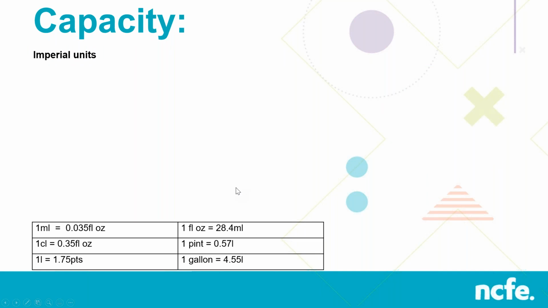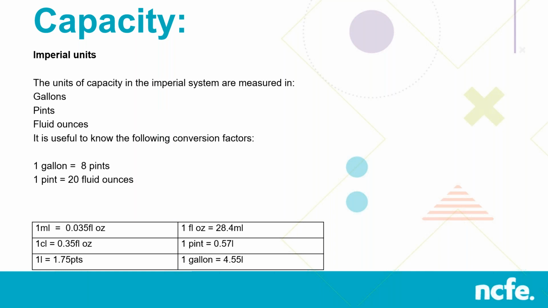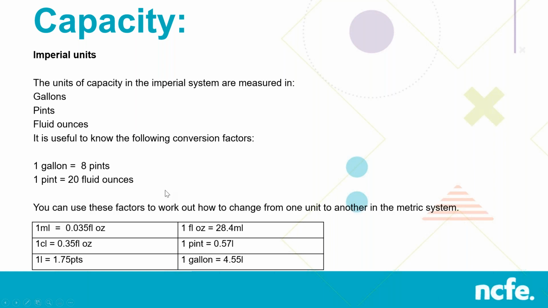So when it comes to capacity, the units of capacity in the imperial system are measured in gallons, pints, and fluid ounces. And it's useful to know the following conversion factors. 1 gallon is equal to 8 pints. 1 pint is equal to 20 fluid ounces. You can use these factors to work out how to change from one unit to another. So here we have some conversion facts. These do not need to be learned, but it's just useful to have a sight of them.